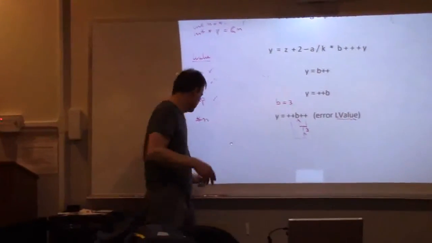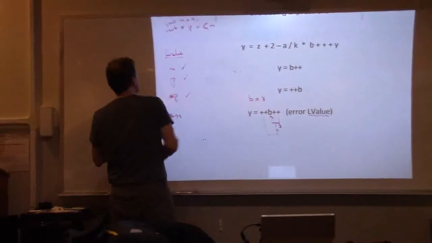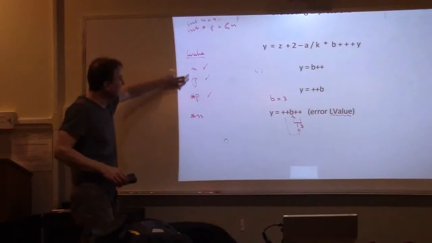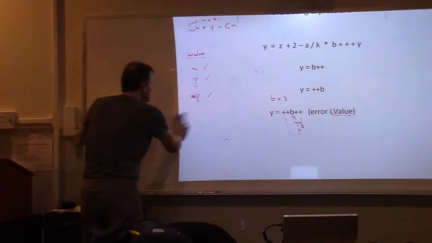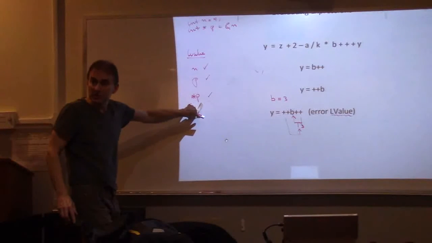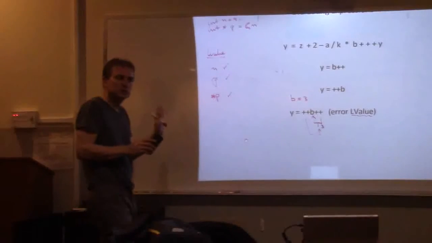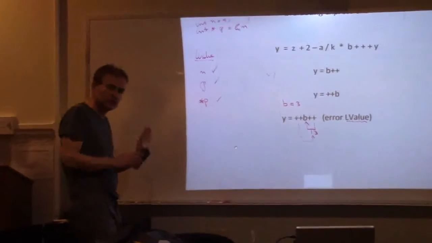L value, R value. So you can see that variables have L values, but sometimes even expressions like star p could also have an L value. So don't assume that if it's an expression it doesn't have an L value. Yes, it can.